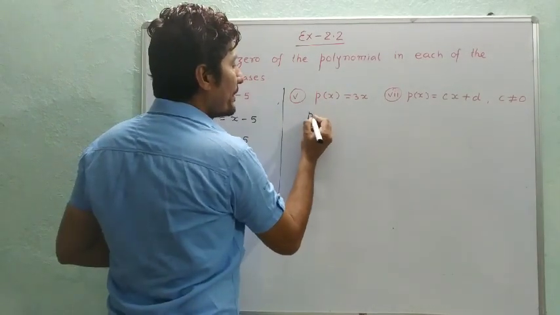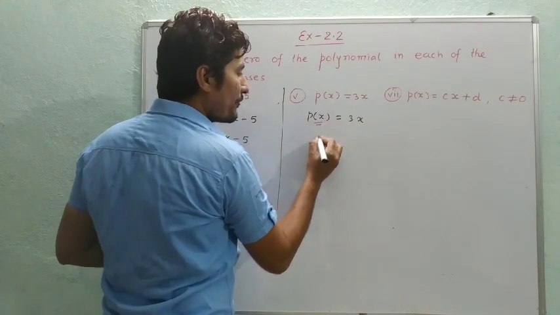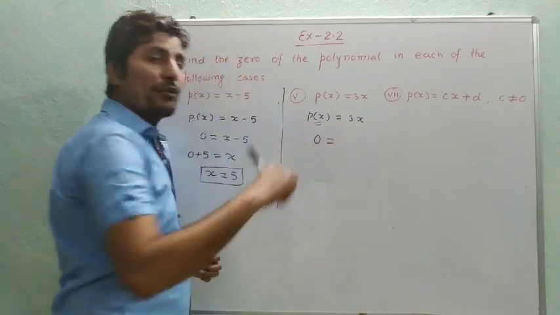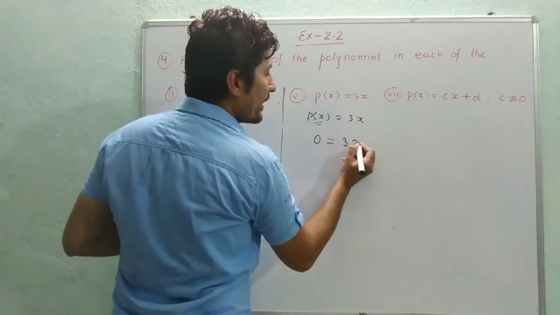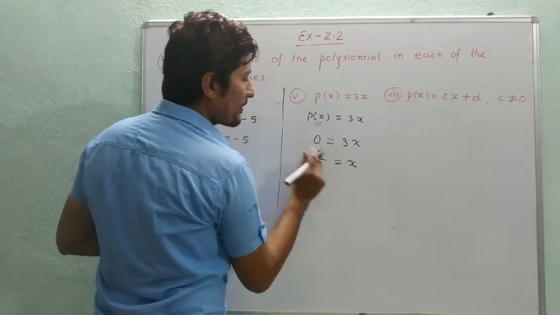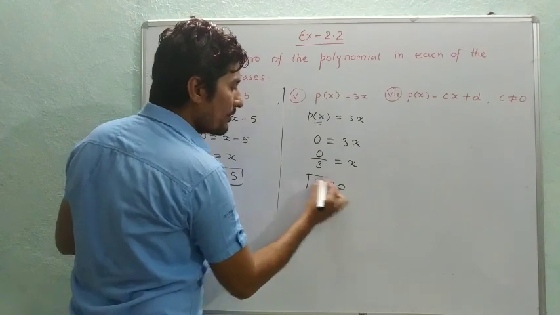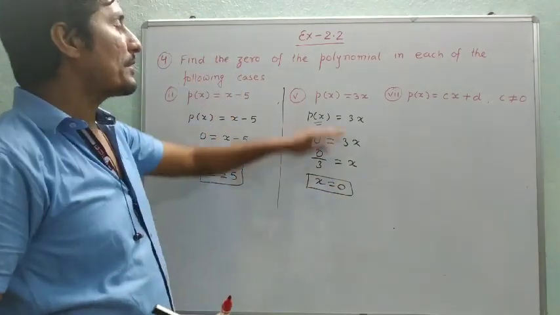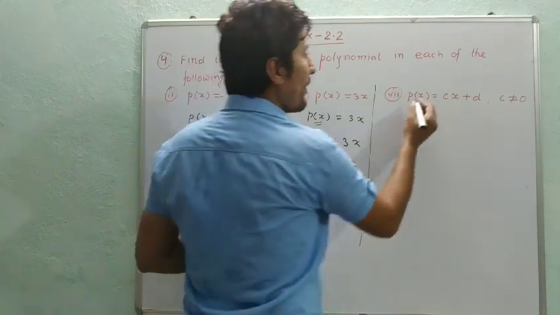First of all we can write here P(x) equals 3x. On the place of P(x) we have to place 0 because we are going to find out the zeros of the polynomial. 0 equals 3x. Now 0 will be as it is, divided by 3 equals x. 0 divided by 3 equals 0. So finally we are having x equals 0. x equals 0 is the zero of this polynomial. Now let us see the next question.